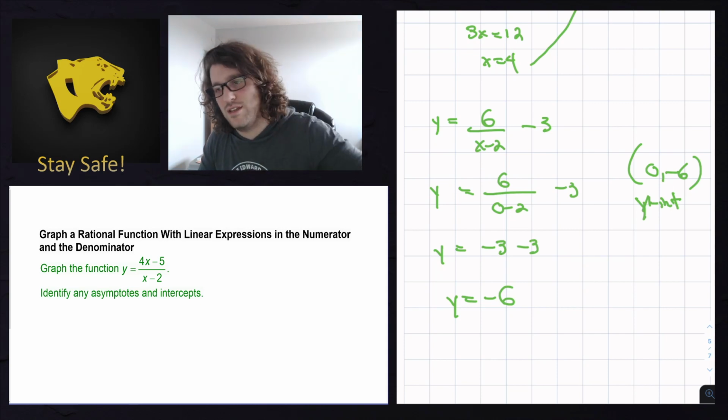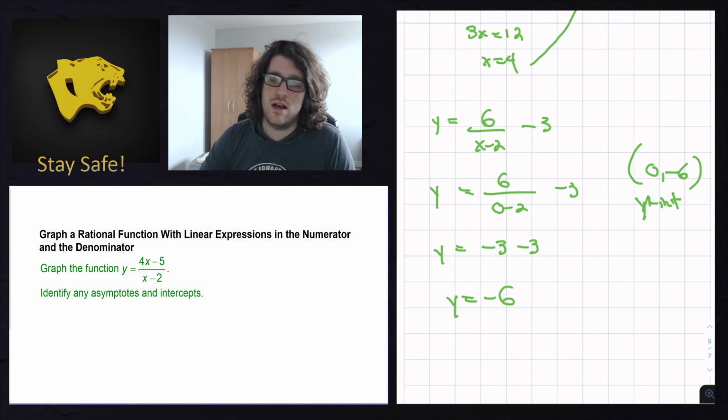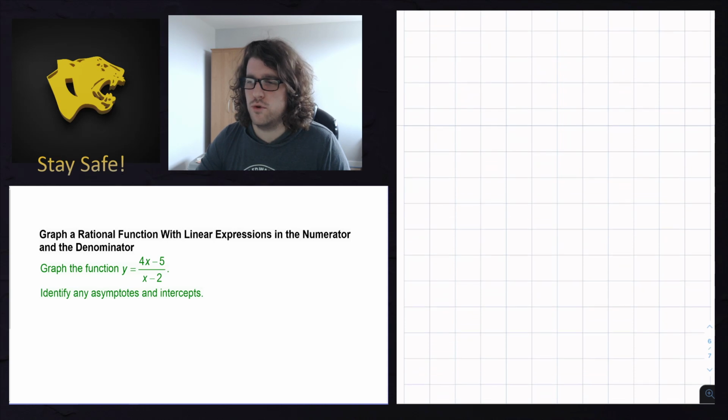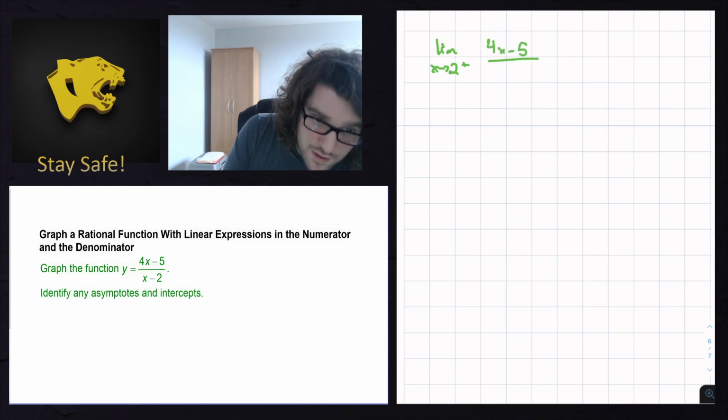So this is the question that I'm supposed to be looking at with you. 4x minus 5 divided by x minus 2. Identify any asymptotes and intercepts. So as I said, it's kind of a little bit odd because it's not really done in a transformational way, but that's okay. So first of all, asymptotes. What we're really saying is, what is the limit as x approaches 2 from the right, and what is the limit as x approaches 2 from the left of this thing?